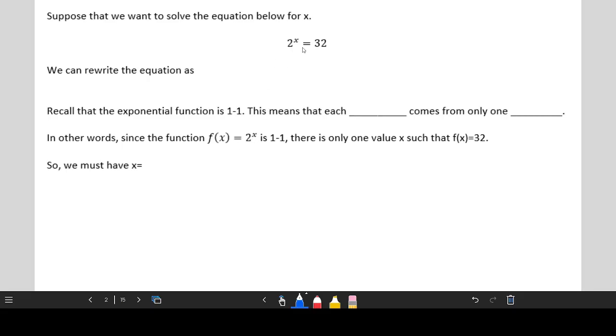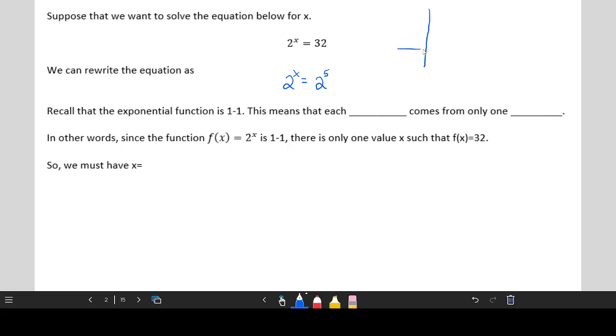Sometimes when we look at the two sides of the equation, we see that they can be written with the same base, and that's the case here. The left side is written with a base of 2, and we can also write the right side with a base of 2 because 32 is 2 to the 5th. And we know that our exponential function is 1 to 1.